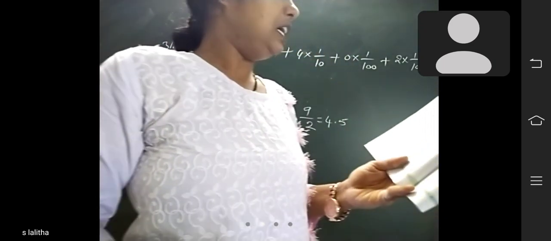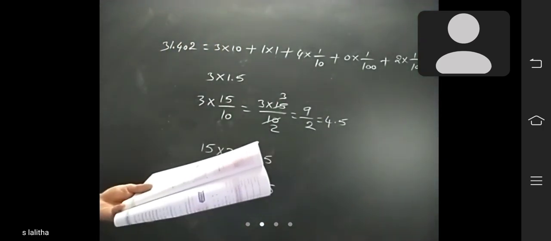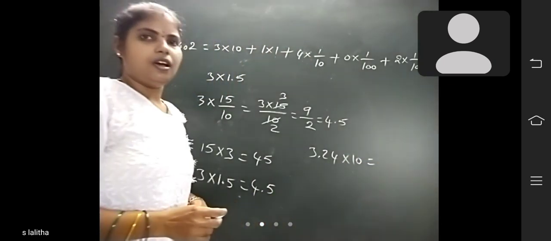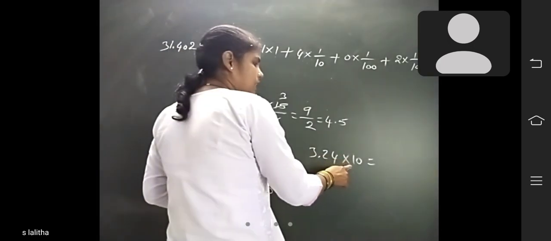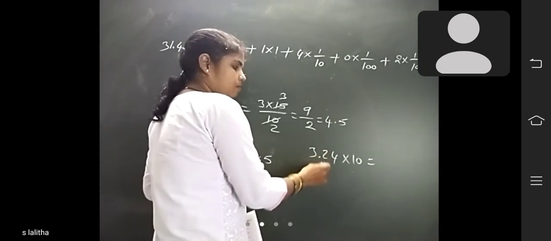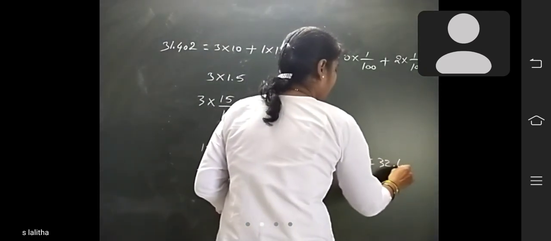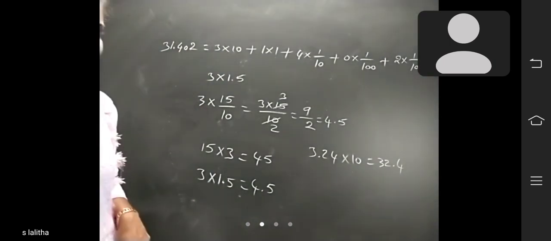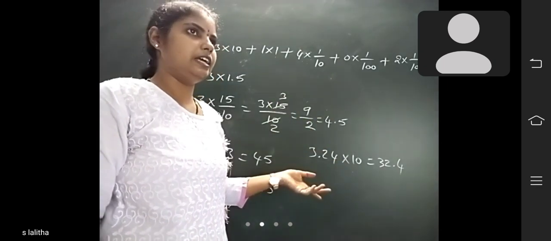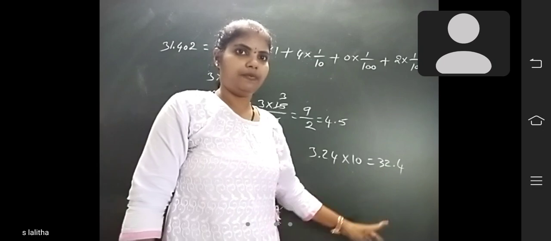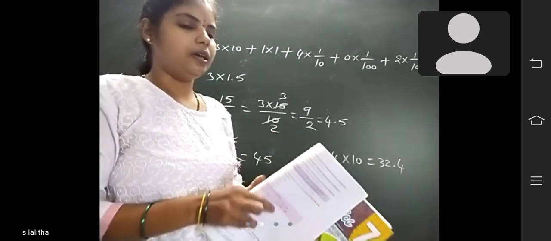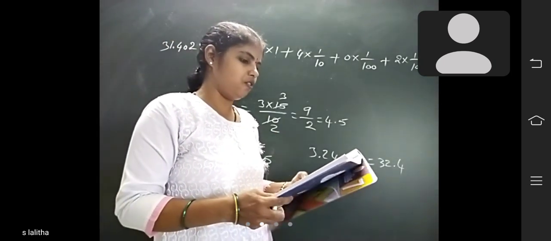Next, already we learned multiplication of decimals with 10, 100, 1000. Suppose 3.24 into 10 is there. Now, how can you put the decimal point? Multiplication by 10, so here there is one 0. So the decimal point moves to the right side by one digit. That means 32.4. So if you multiply with 10, 100, 1000, the decimal point moves to the right side. In division, the decimal point moves to the left side. That is the difference between multiplication and division of decimal numbers.